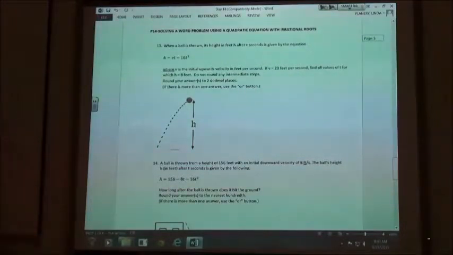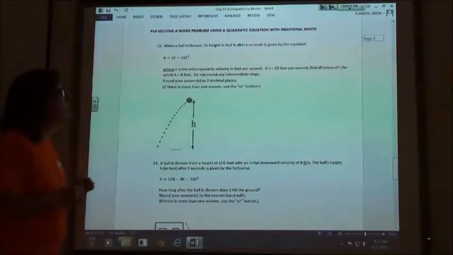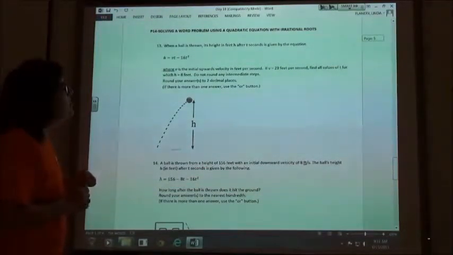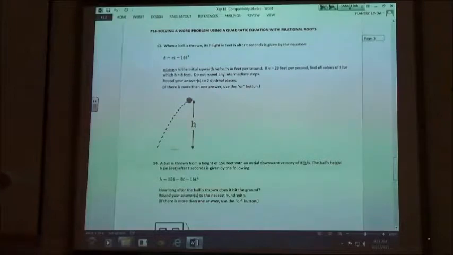It says when a ball is thrown, its height in feet h after t seconds is given by the equation h equals vt minus 16t squared, where v is the initial velocity in feet per second. If v equals 23 feet per second, find all the values of t for which h equals 8 feet. Do not round any intermediate steps. So I'm throwing my ball up. I want to know when it's at 8 feet, and then it's going to go up and around, when it's at 8 feet again, and then it's going to hit the ground. So I'm going to get 2 answers in most cases.